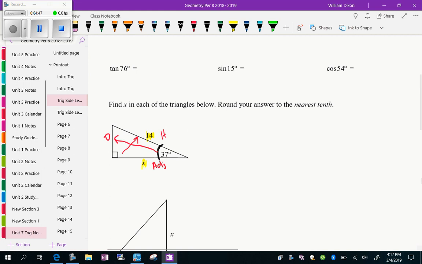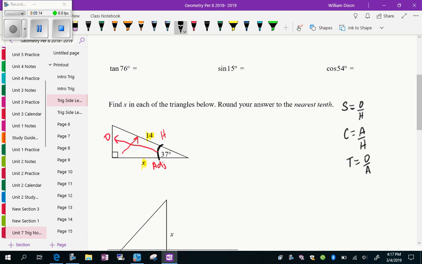Now, before I even start, I should write down SOH CAH TOA: S equals O over H, C equals A over H, and T equals O over A. All right, now, which one of these relationships deals with hypotenuse and adjacent?